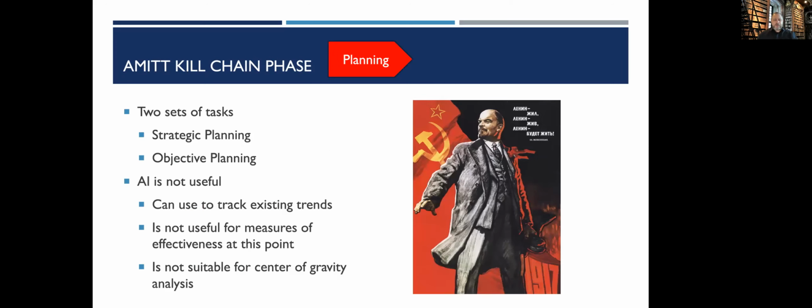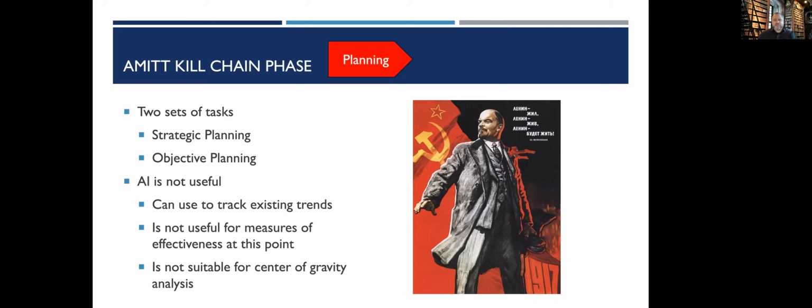So the first phase is planning. There are two tasks in the planning phase. There's strategic planning and objective planning. And artificial intelligence isn't tremendously useful in planning. And the reason is that while you can use artificial intelligence to track existing trends and narratives, it's not terribly useful for measuring effectiveness at this point because we don't know what we're measuring. We haven't conducted any actions yet. And it's not really suitable for doing a center of gravity analysis against the target.